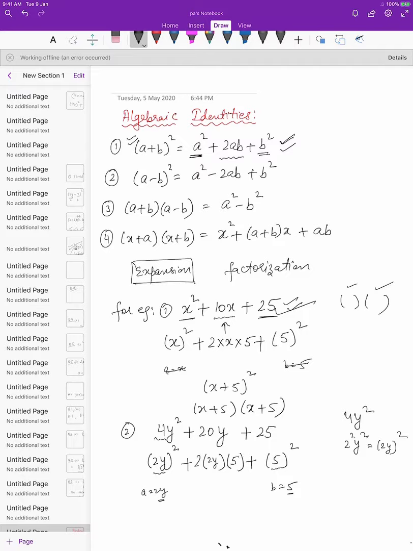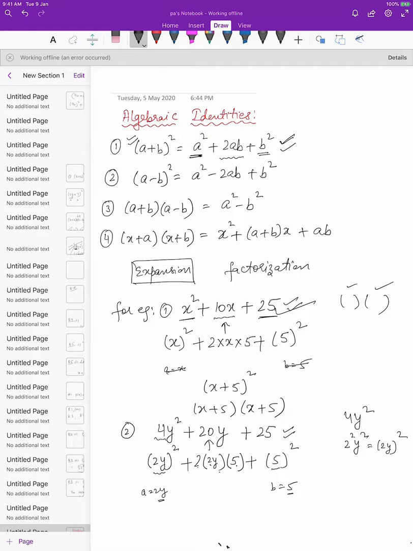After writing it in the form of 2ab, multiply it and check whether you are getting this term or not. 2 into 2 is 4, 4 into 5 is 20y. Exactly, we are getting that term. It means that this expression is exactly following the format of a square plus 2ab plus b square.